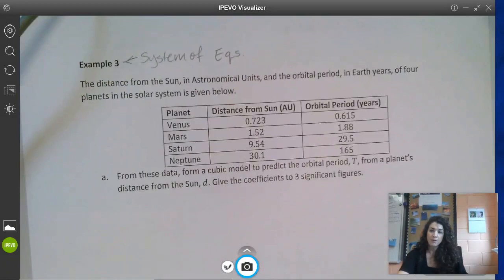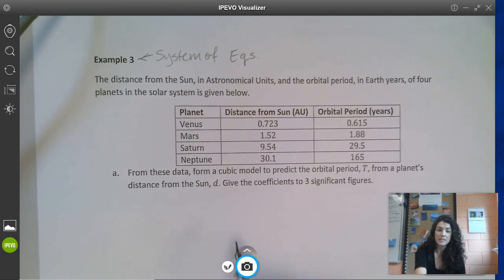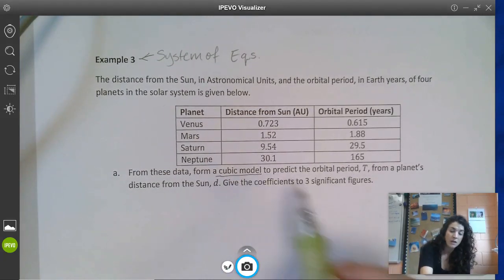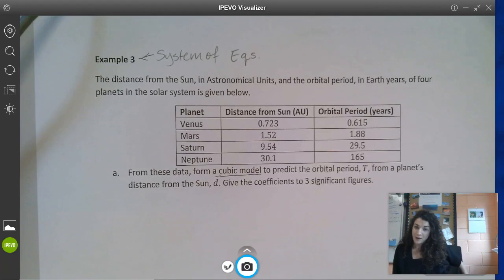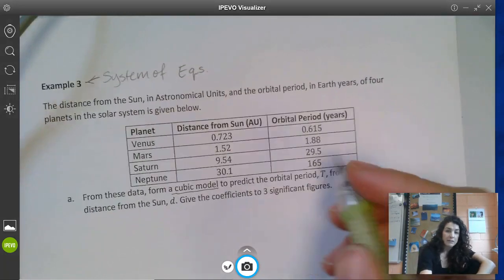Okay, last problem. This is your system of equations problem, and it's going to take just a little bit of time because we've got not nice numbers, and with systems of equations with cubics, because it's going to tell us to develop a cubic model, we have to make 4 equations. So it's just going to take some time. But it says that the distance from the sun in astronomical units and the orbital period in Earth years of 4 planets in the solar system is given below. From this data, form a cubic model to predict the orbital period from a planet's distance from the sun.